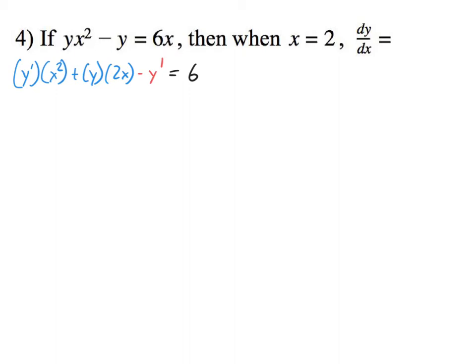So watch this. My original function is y x squared minus y equals 6x. And aren't we plugging in 2 for x? Isn't 2 equal to x? So can I plug in my x? Now can I solve for y? So watch this. I have 4y minus y equals 12. Isn't that 3y equals 12? Divide by 3. Isn't that y equals 4?